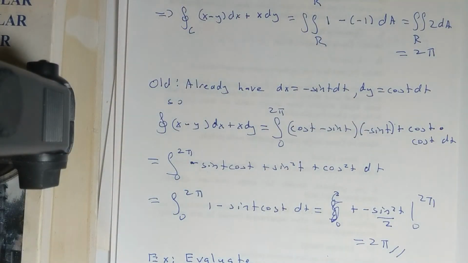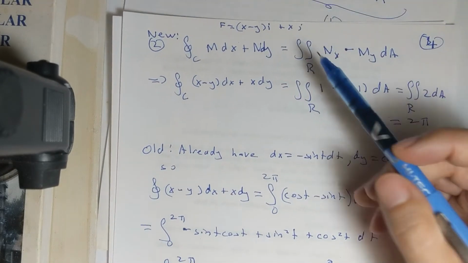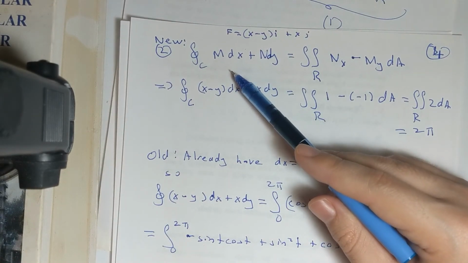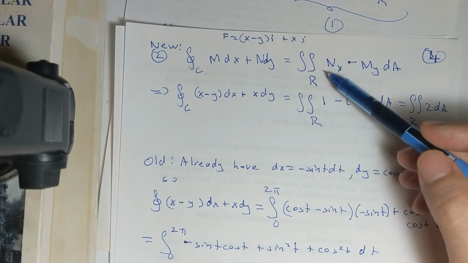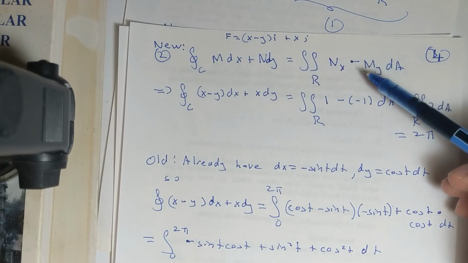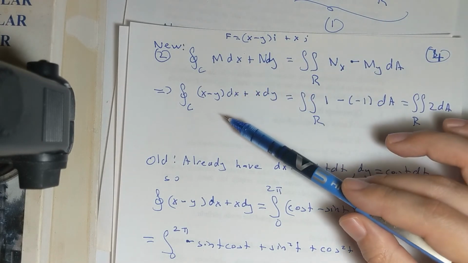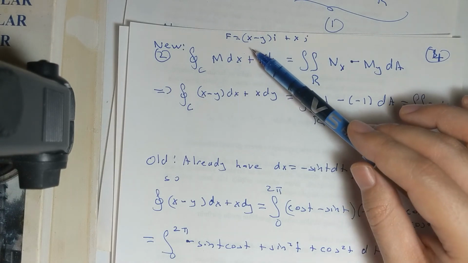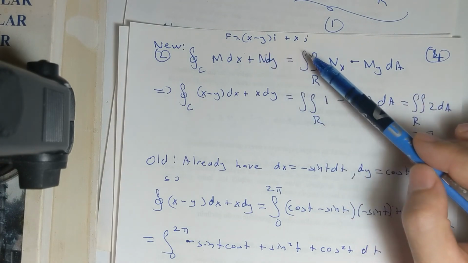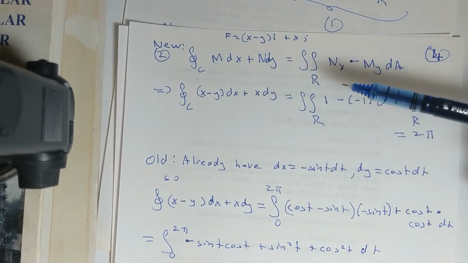Okay, now let's go back and calculate the circulation integral, the curl integral. The circulation would be this guy, M dx plus N dy, and Green's theorem's second form says this is equal to the double integral of N sub x minus M sub y dA over the region. Our region is again the unit circle. So plugging everything in, F was x minus y i plus x j, so you get x minus y dx plus x dy.